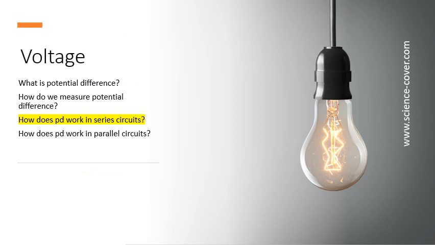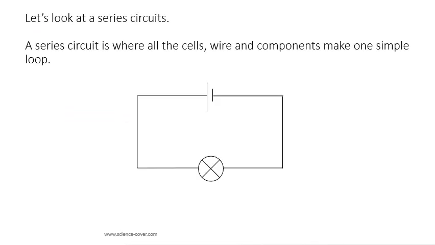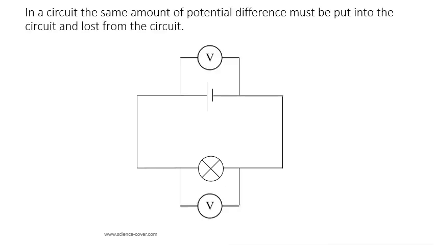Let's look at how potential difference works in a series circuit. A series circuit is one where the cells, the wires, and all the other components make one simple loop. In a series circuit, the same amount of potential difference must be put into and lost from the circuit.